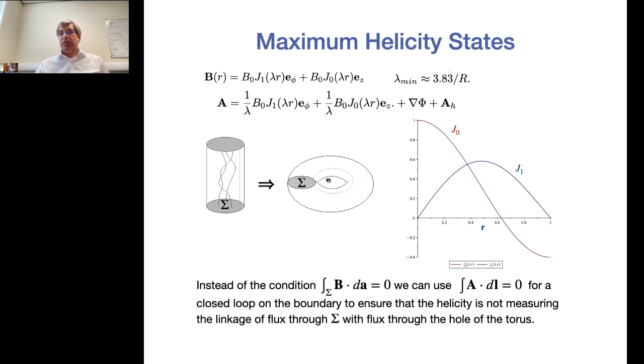Right. So if we don't want the condition that the integral over sigma is 0, then we have to use this other condition, the integral of A dl equals 0. But that means that we don't have a discrete spectrum anymore for our eigenvalues. So we end up with a continuous spectrum for our eigenvalue.